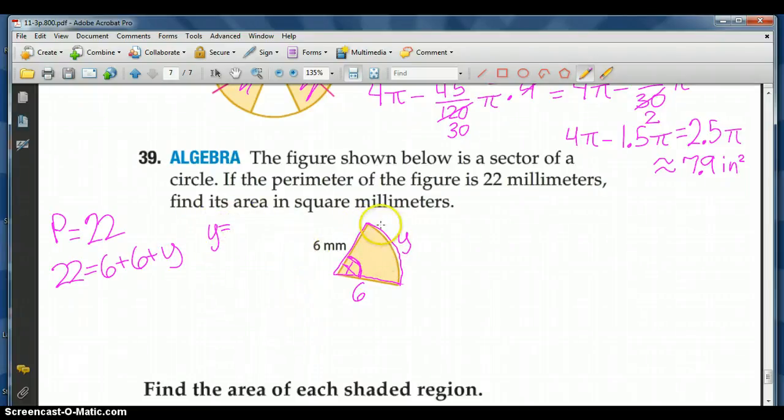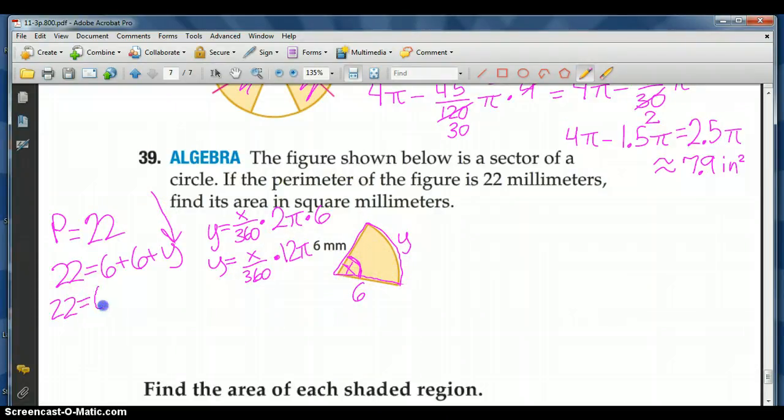is equal to a portion of the circumference. So it is given by the formula x over 360 times circumference, which is 2 pi r, where our radius is 6. So we can simplify that a bit and get x over 360 times 2 times 6 is 12 pi. And now we're going to substitute this in place of y into our perimeter equation, because ultimately we want to solve for x, because we're going to use x to solve for the area of this figure.